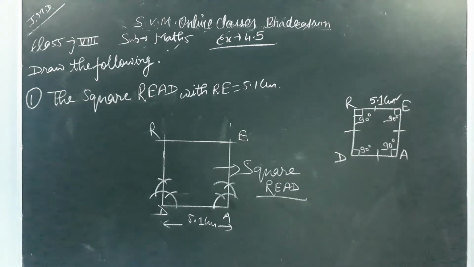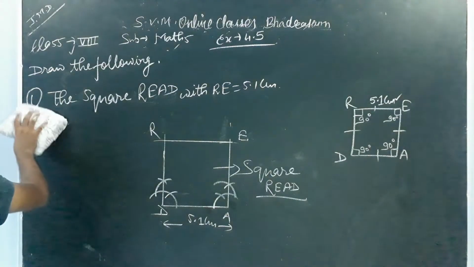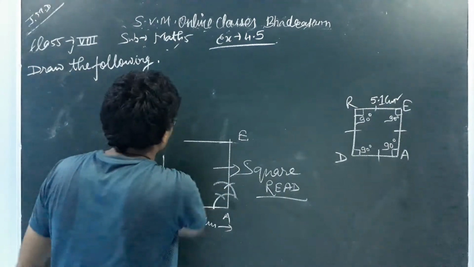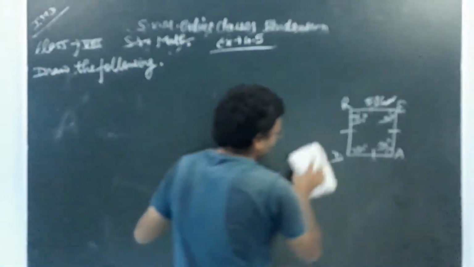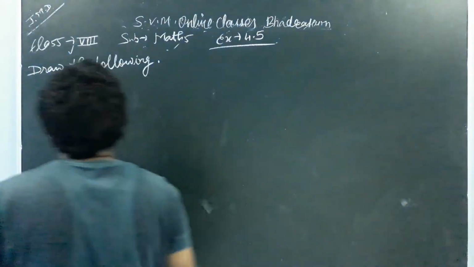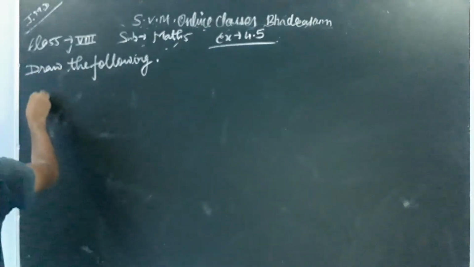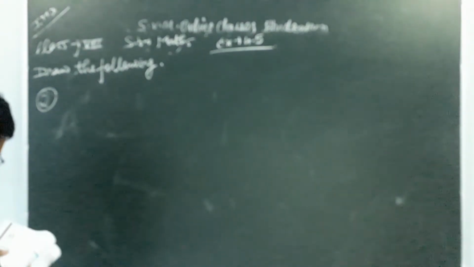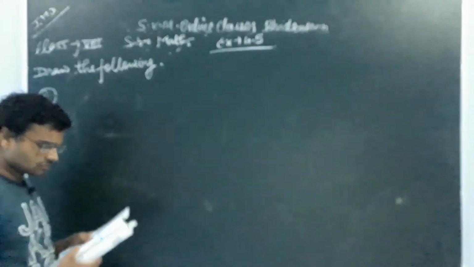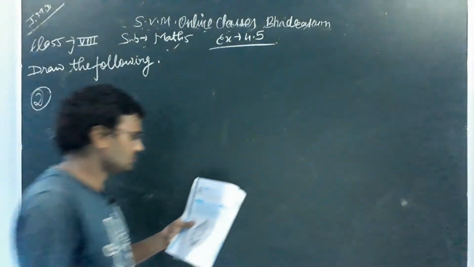Now let us move towards our next question, which is question number 2 of exercise number 4.5. And what is that? Question number 2 is a rhombus whose diagonals are 5.2 centimeter and 6.4 centimeter long.